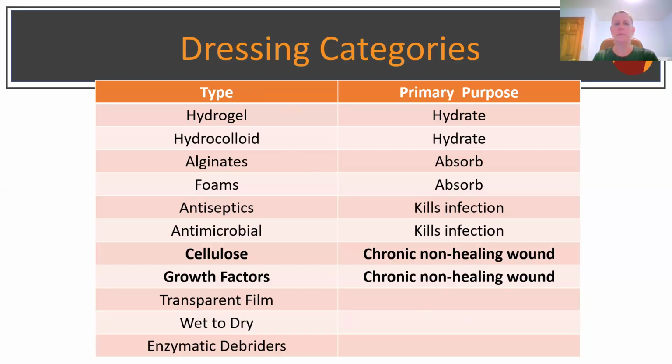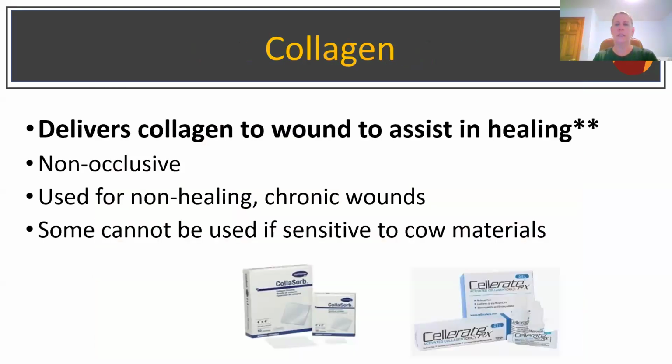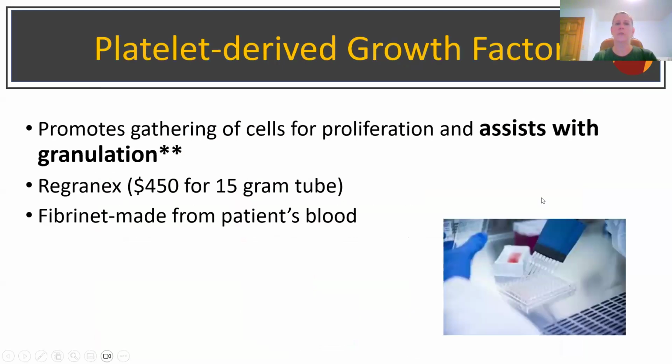All right, transparent film. Oh, well, collagen helps lay down a wound matrix. Can't use it if they're sensitive to cow material. They get the collagen from cows. Growth factor, you can buy it in a tube, or they can actually take the patient's blood and make growth factor from their own blood and send it back to you as a solution to put in their wound to help with growth. So they're really kind of cool, but I don't think you're going to see that on the NPTE.